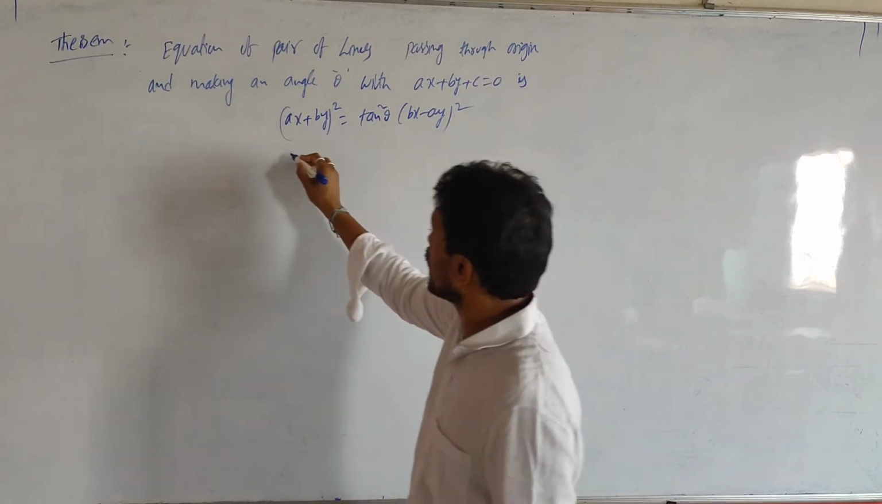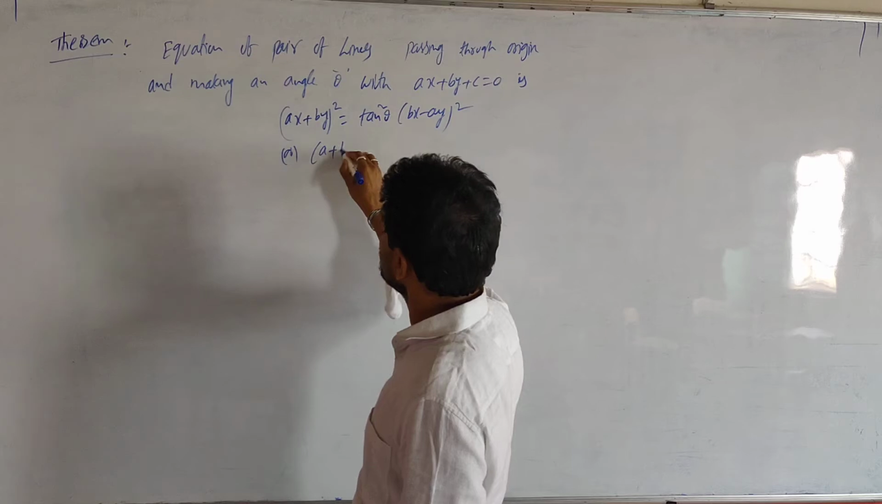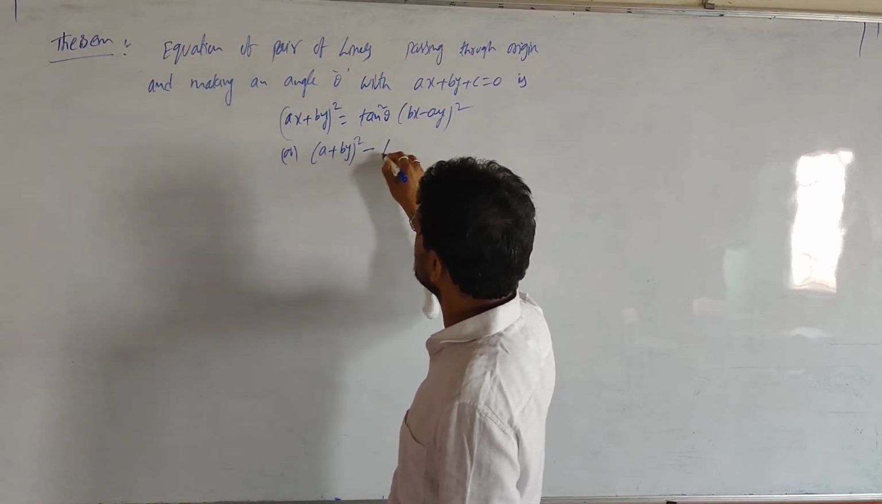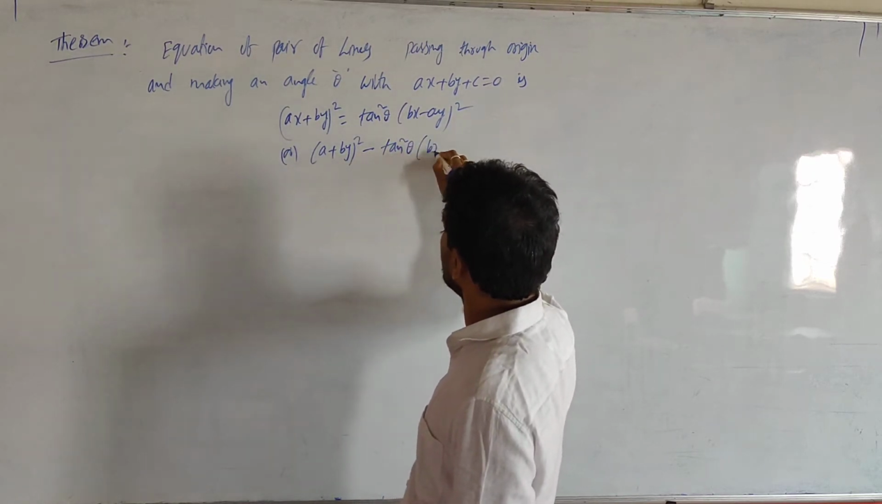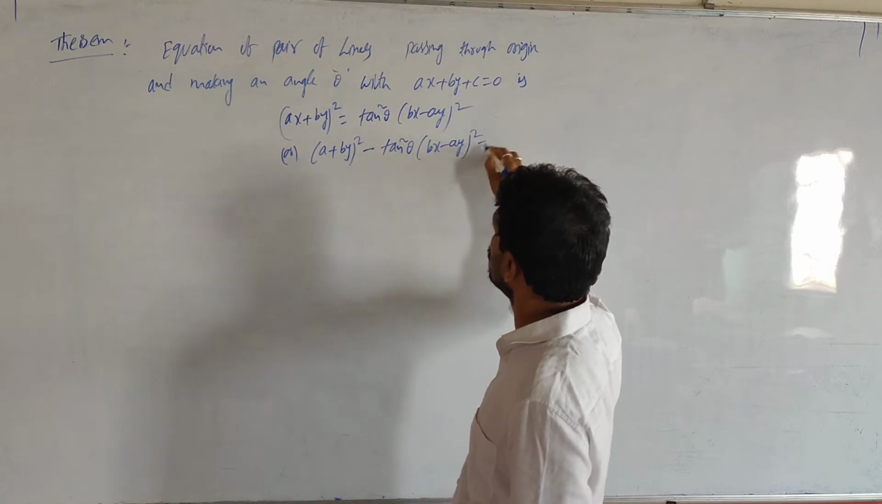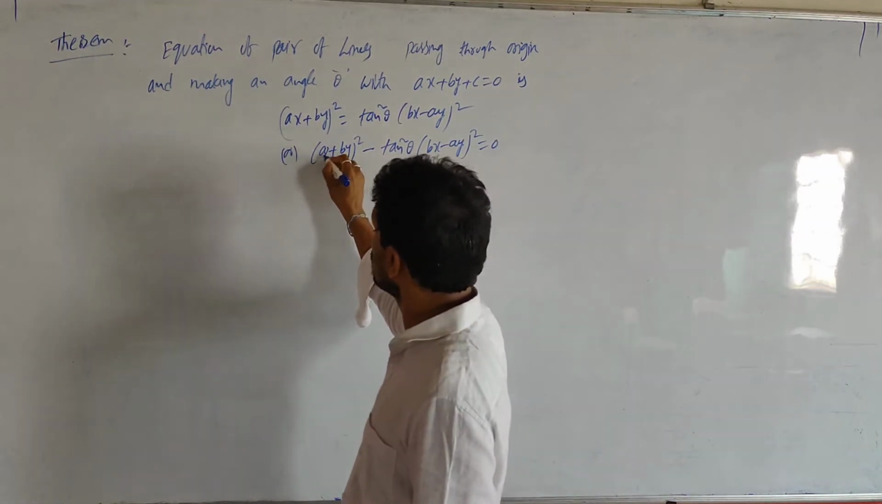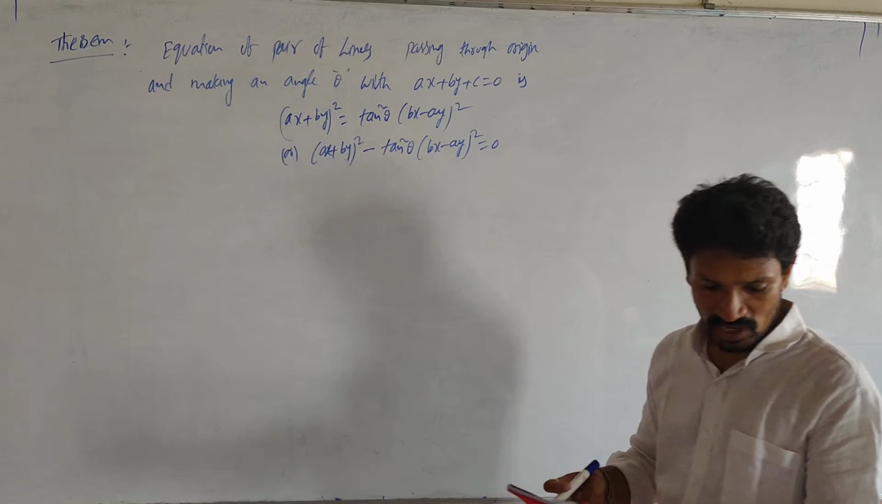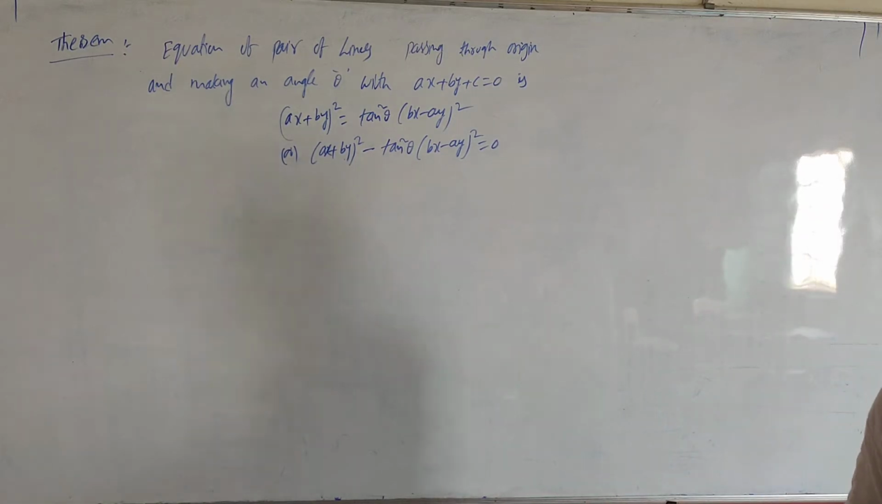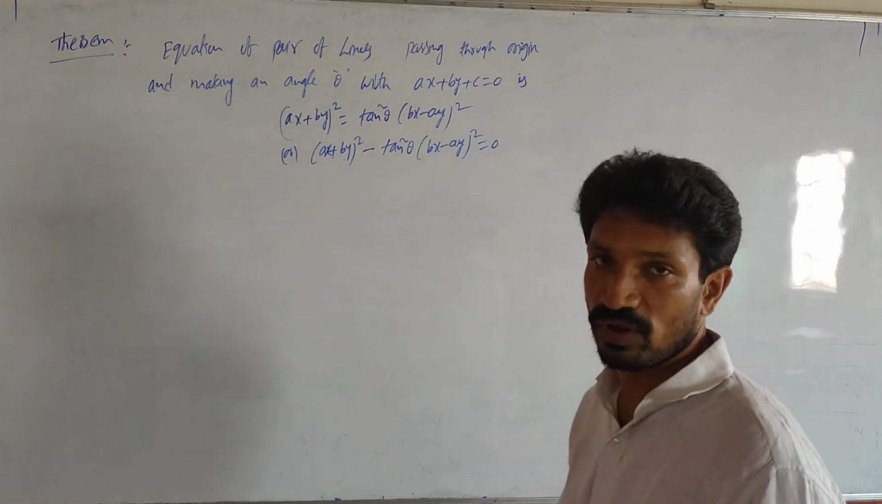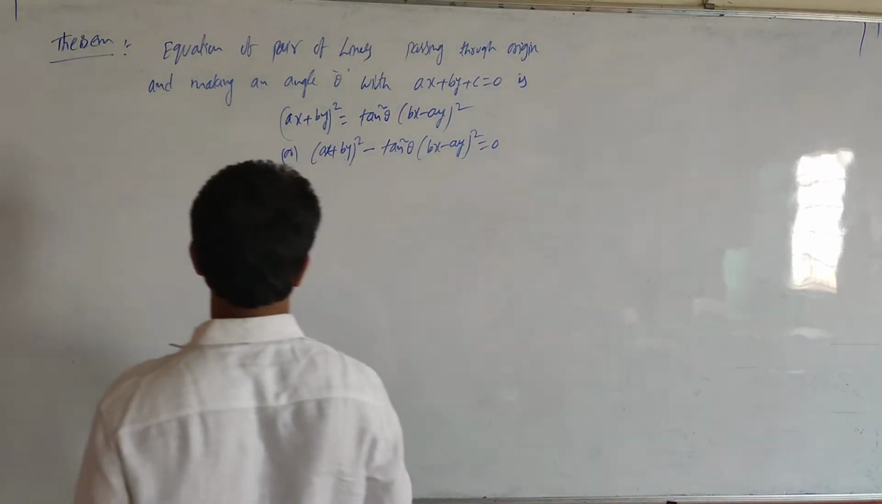Otherwise we can write this as (ax plus by) whole square minus tan square theta into (bx minus ay) whole square is equal to 0. This is the theorem. Very important. See what it means.